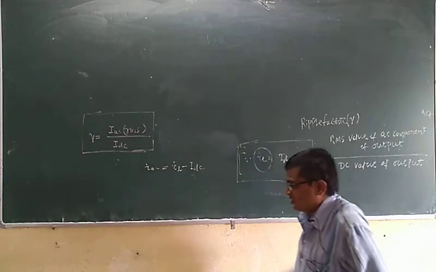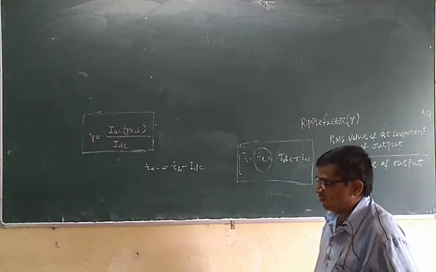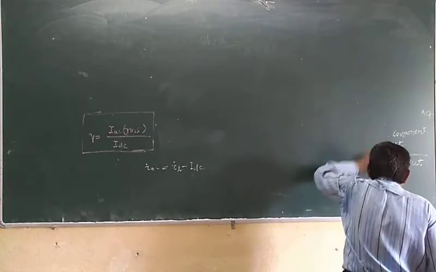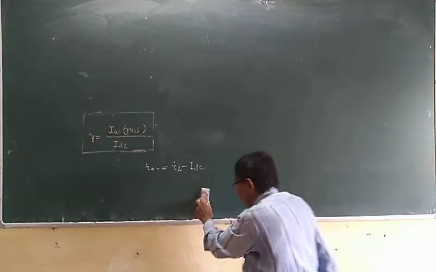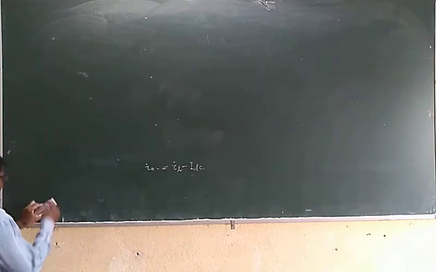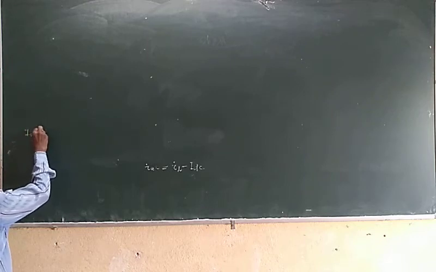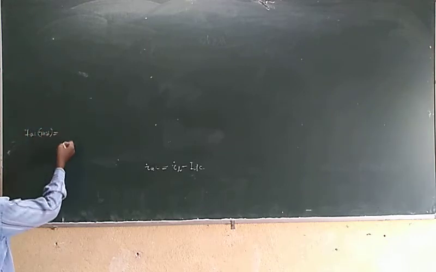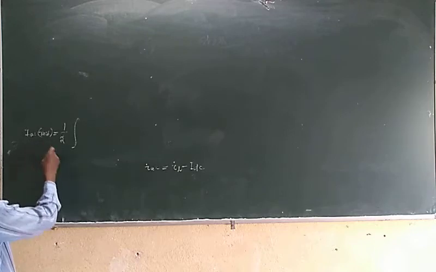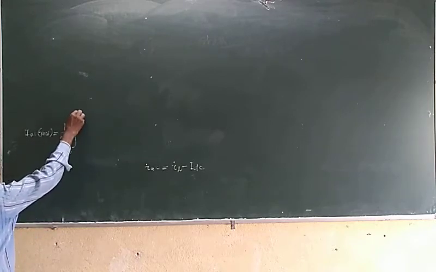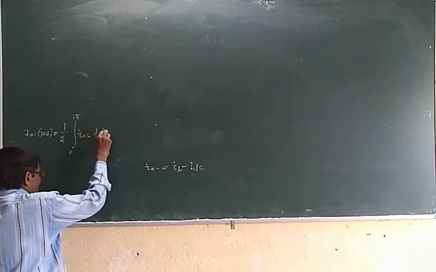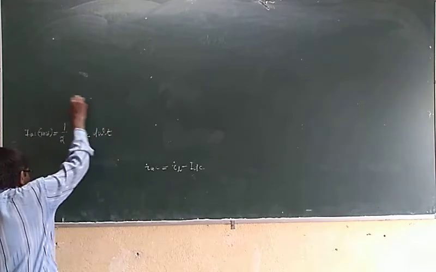So we first calculated the I_AC RMS value, then we put this value in I_AC RMS equal to the square root of 1 by 2 pi, integral from 0 to 2 pi of I_AC squared d omega t. RMS means root mean square. So this is the I_RMS formula.